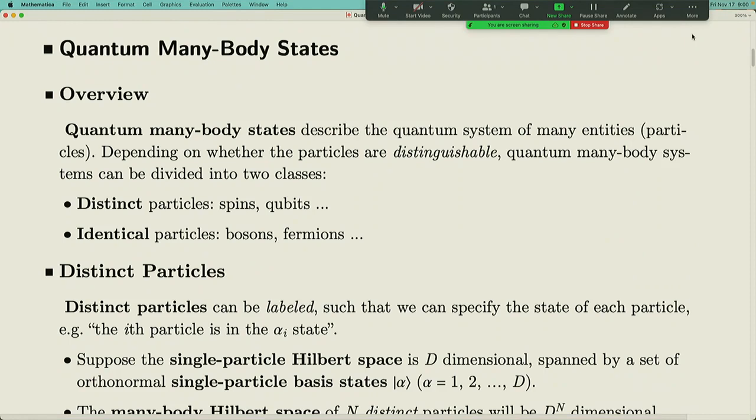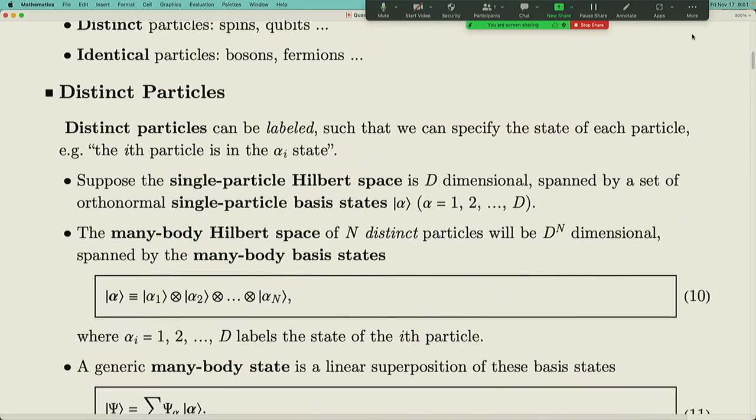So hello everyone, welcome to 130B, quantum mechanics. Today we are continuing to discuss quantum many-body states, in particular quantum many-body systems made of identical particles. So let's first recap what we have learned last time.